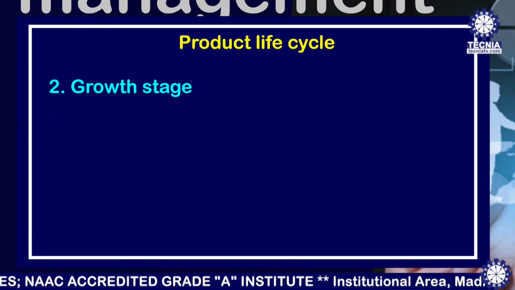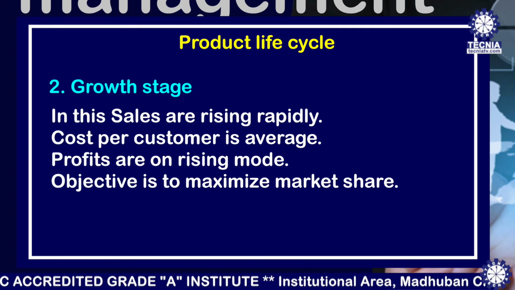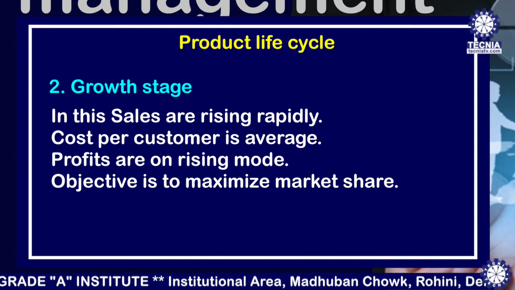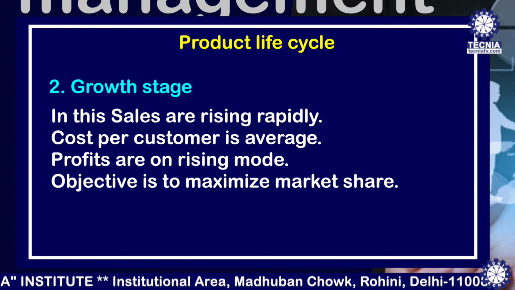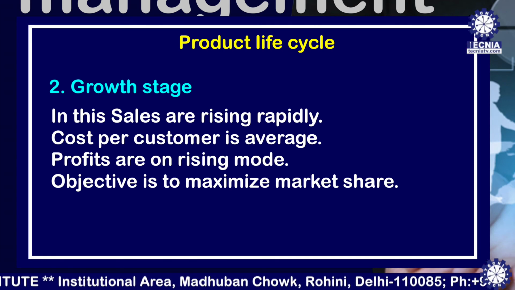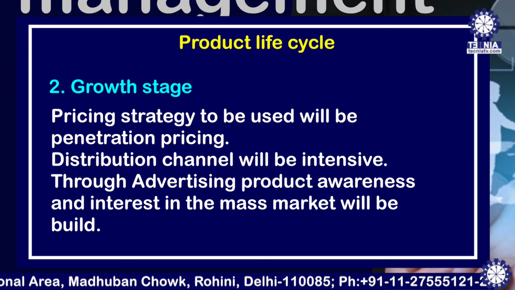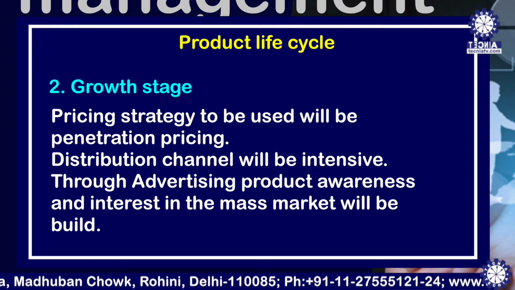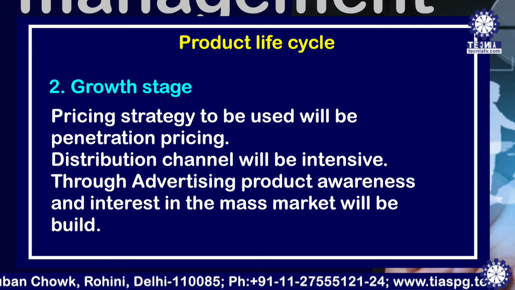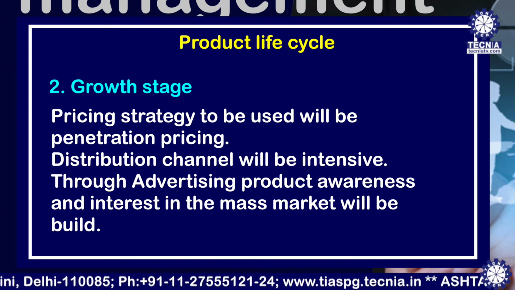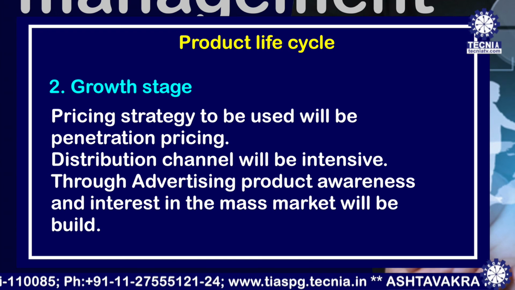Next is growth stage. In this, sales are rising rapidly. Cost per customer is average. Profits are on rising mode. Objective is to maximize market share. Pricing strategy to be used will be penetration pricing. Distribution channel will be intensive, and through advertising, product awareness and interest in the mass market will be built.